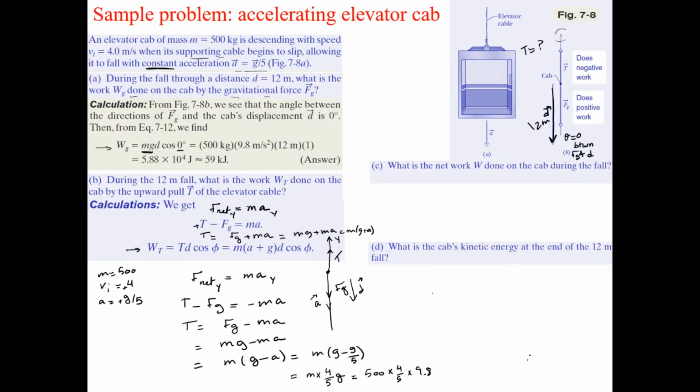Now in part B, we had a problem. We were asked for the work done by the upward pull of the elevator cabin. So I want the work done by the tension force, but I don't know the tension force. But because I know the acceleration and I know the gravity force, I can solve Newton's second law to find the tension. I found the tension, and then I said, okay, the work done by the tension force is simply T times D times cosine theta. I found T here by using Newton's law. Let me calculate that.